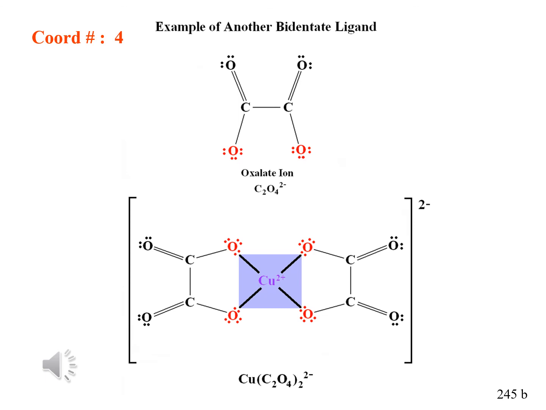The next question is how many ligands? There's actually only 2 again, because each of the 2 oxalates is separate. So that gives you 2 ligands, 2 binding sites each, which gives a coordination number of 4.